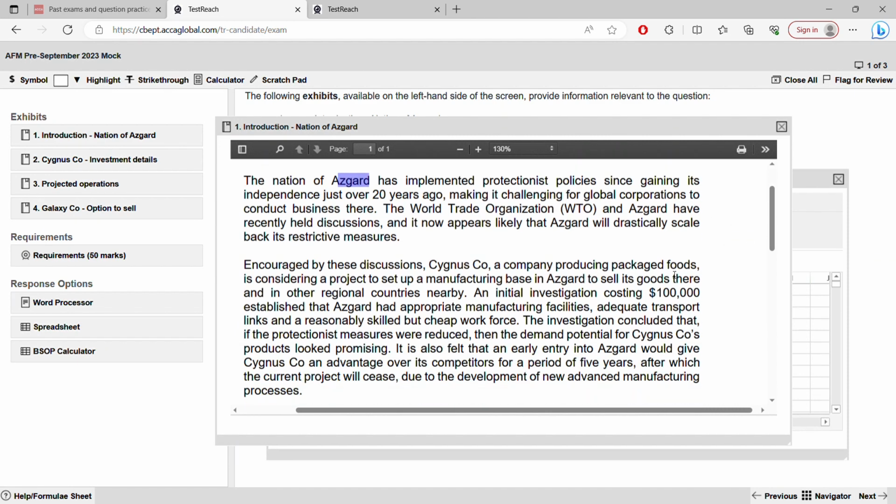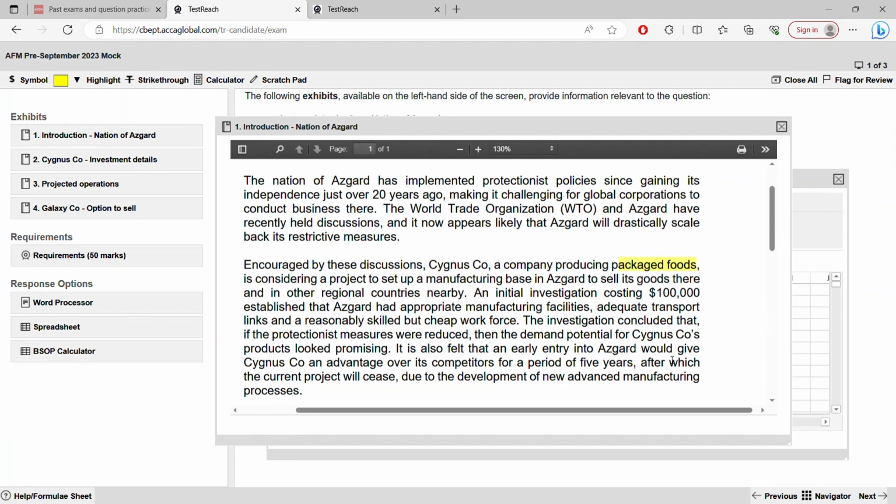Now this company is into producing packaged foods, okay? This is his line of business. You can highlight, go here, highlight, okay? Packaged foods. So he wants to set his manufacturing base in Asgard, okay? And then he's going to sell this to other regional countries also.